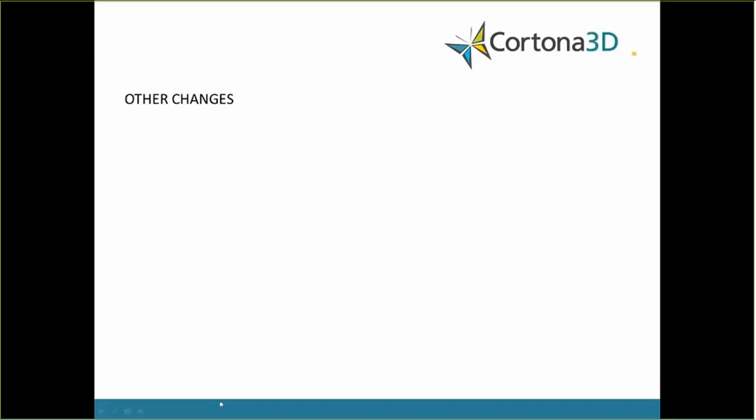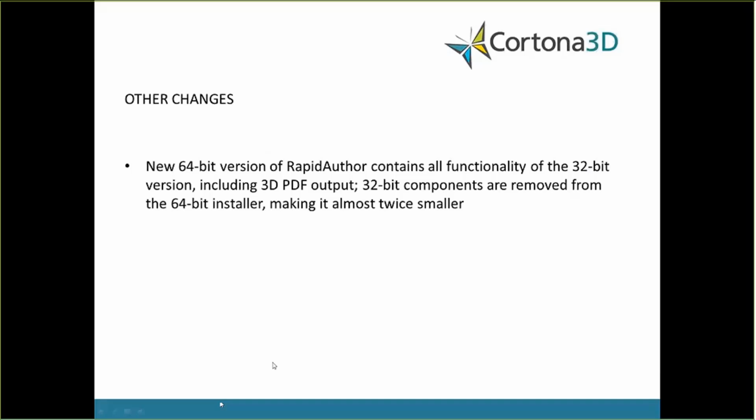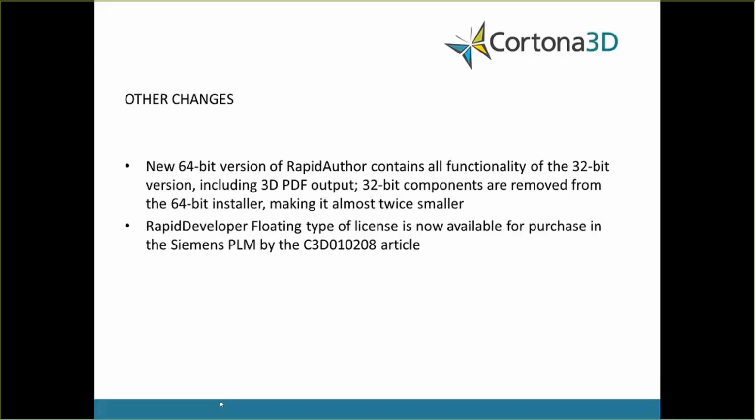A couple of other honorable mentions. Considering that we have changed the 3D PDF output format, this allowed us to make the installer almost twice as small for the 64-bit versions. Also, there was a new addition: Rapid Developer 2 can now be purchased with a floating license. This was now added to the price list of CMS PLM.